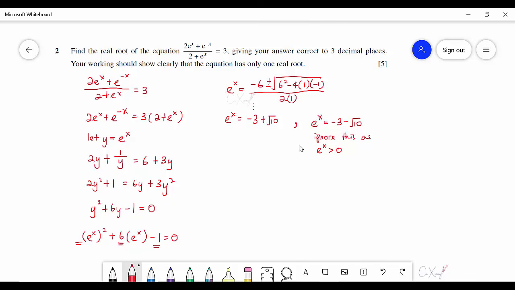Okay, then we come back to the first value here, negative 3 plus square root 10. To get the x, you need to take ln both sides. So when you take ln both sides, you have x equals ln of negative 3 plus square root 10. Since they're asking for the final answer, the real roots, in 3 decimal places, you can just press the calculator. You should get negative 1.818. So this is the only answer that we have for the real roots of this equation.